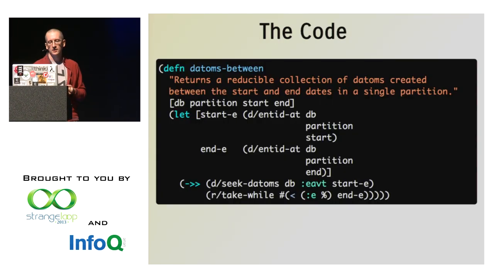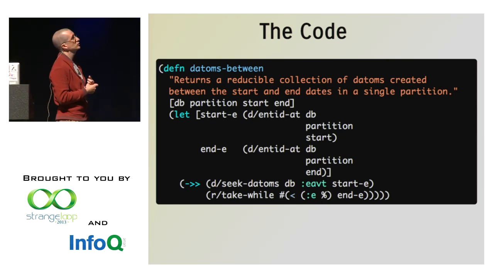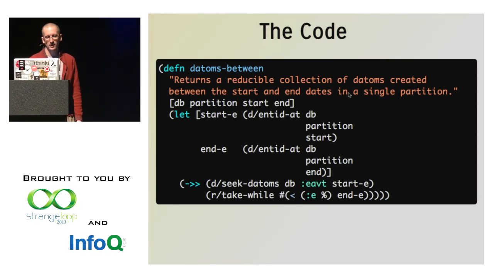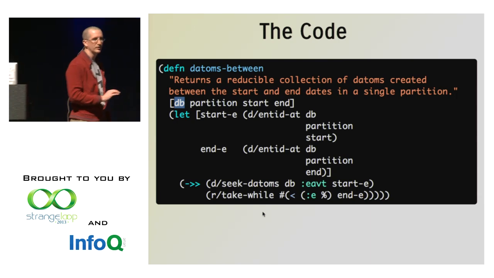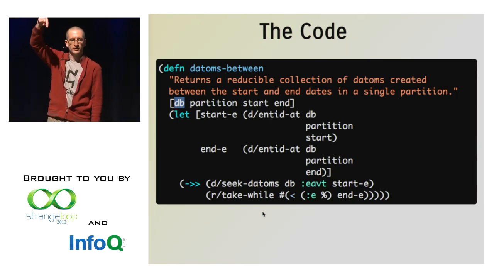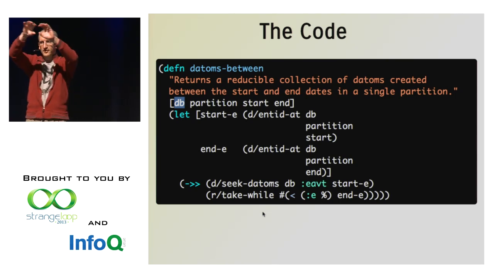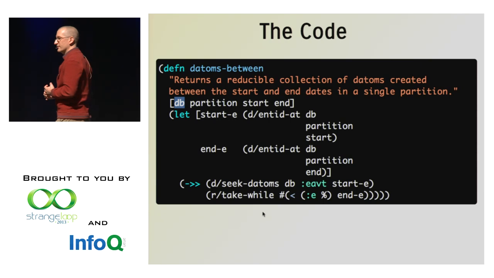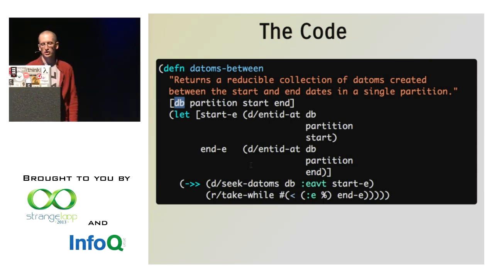Okay? Here's a little fragment of actual code from the application. It's a function that takes a database, and this is typical in Datomic applications, that you pass around the database. The database is the index root, notionally, right? Because that's how you get to all the segments for that particular value of the database. You give it some partition, a start date and an end date. We fabricate entity IDs that correspond to that start date and that end date.